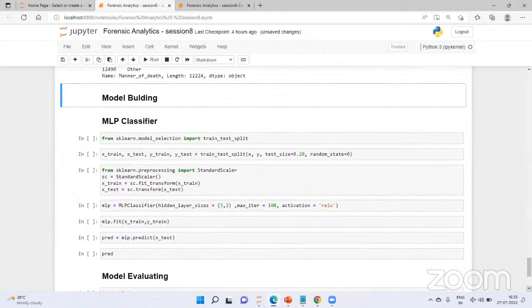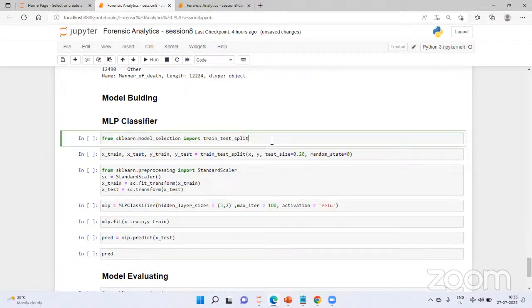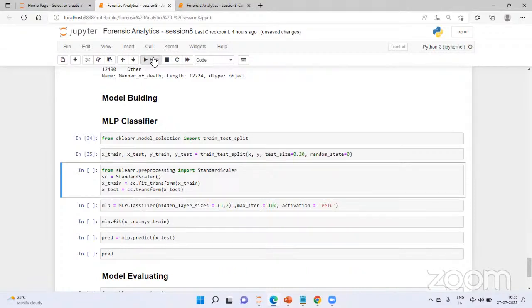Now pre-processing is done. Let's go to the model building phase. In the model building phase, we need to use MLP, the multi-layer perceptron classifier. First from sklearn.model_selection, import train_test_split. Yes. Now training is 80% and 20% is test. Next, from sklearn.preprocessing, import StandardScaler, the scaling technique, for train and test.